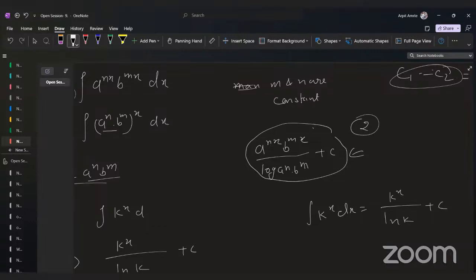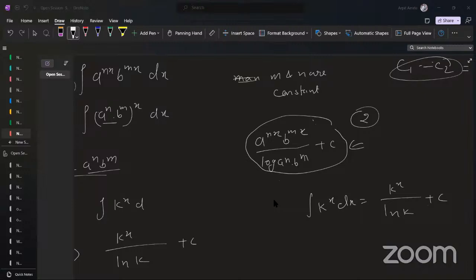Okay. Let's do some substitution kind of thing, or let's do some product rule kind of thing. One more problem. Let's solve one more problem.